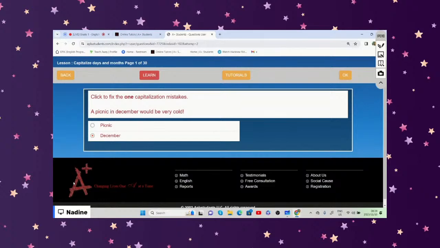So basically, where you live, a picnic in December would be very cold, whereas in South Africa, where I live, a picnic in December would be very hot, because December is the start of our summer.